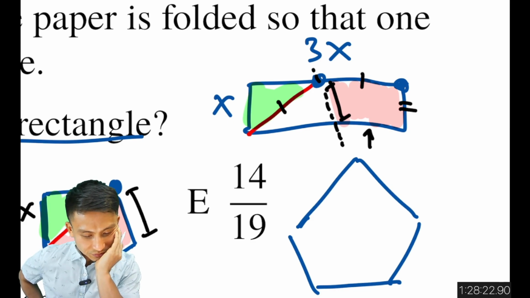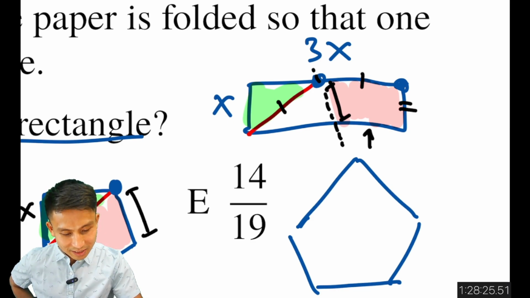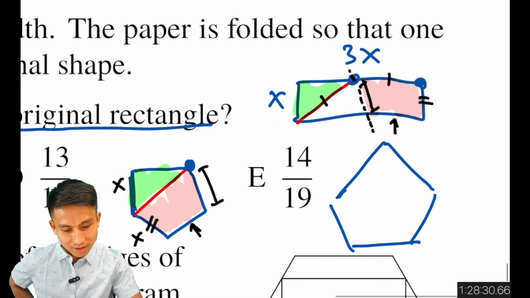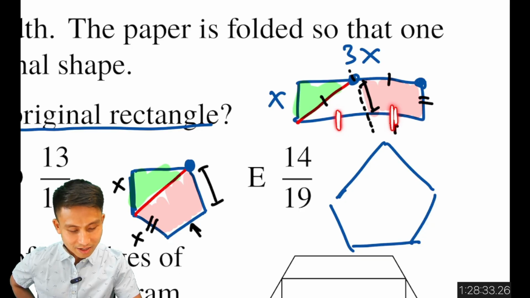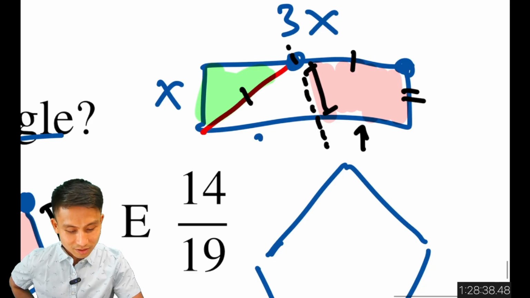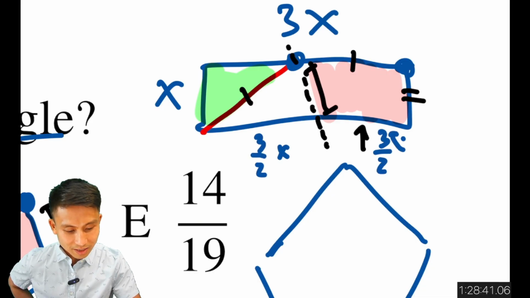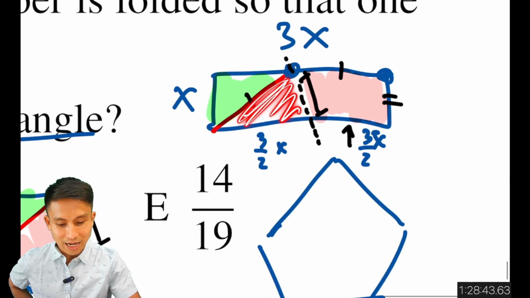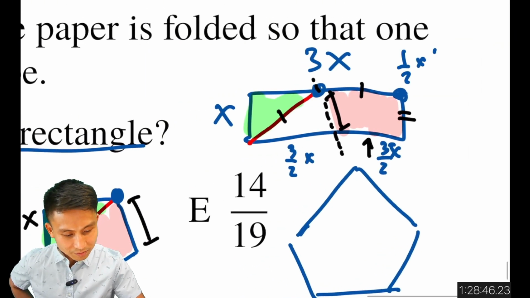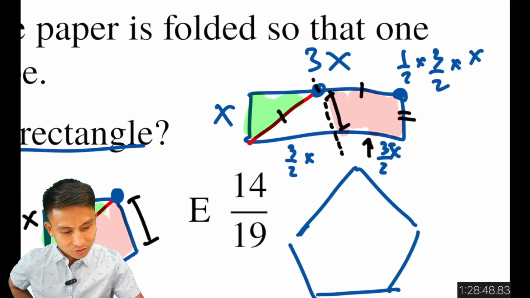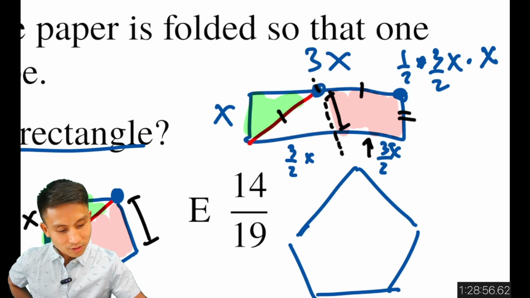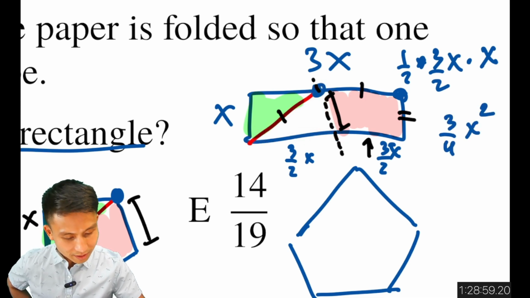I think we need to know the base of this. I'm just going to go with this being equal, right? I think they're equal. Okay, yeah, I'm going to assume that they're equal. So this is 3 over 2x, and that's 3 over 2x. That means the area that is not counted will be 1/2 times base times height. It's just 1/2 times 3 over 2x times x, right? That's just the triangle here. So that will be 3 over 4x squared.